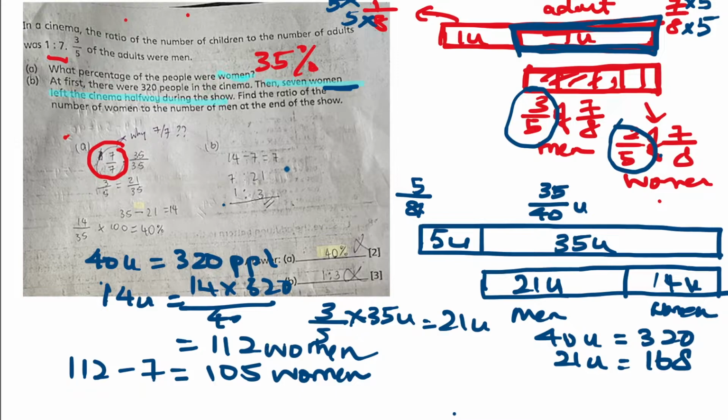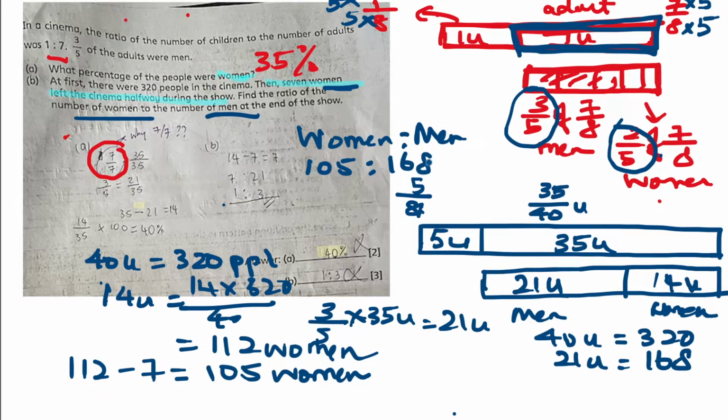So the ratio of number of women to man, man will be 105 to 168. You must reduce this to the simplest form. You try to divide by 3. Let me drop this away. Woman, man. Here's 105, right? And then here's 168.